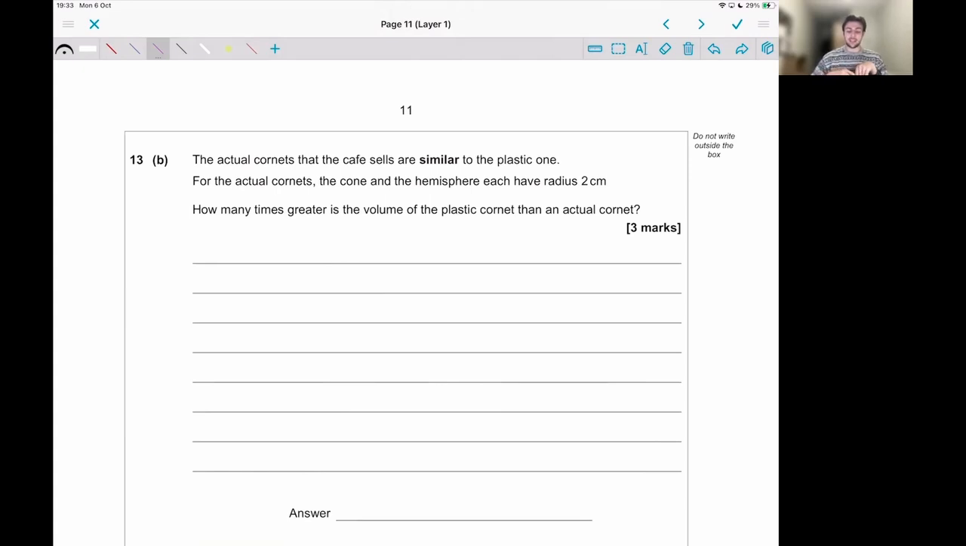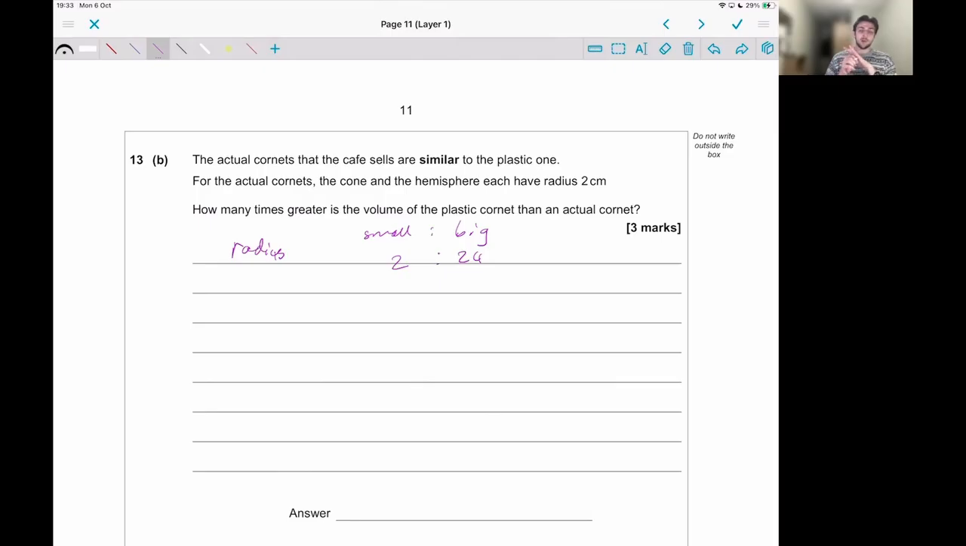How many times greater is the volume of the plastic cornet than an actual cornet? So what we're looking at here is a scale factor. What is the ratio? Well, the radius of the small to big is 2 to 24. And because we're similar, that means we're similar in all proportions. So if the radius is that difference, then the height will also be by the same ratio.